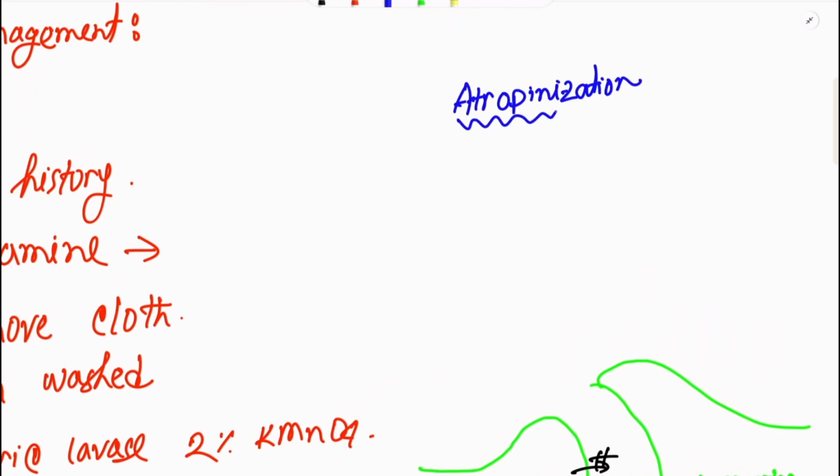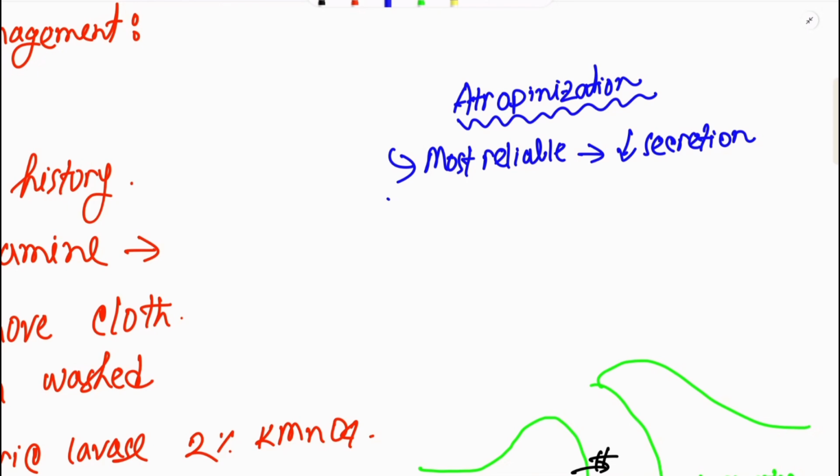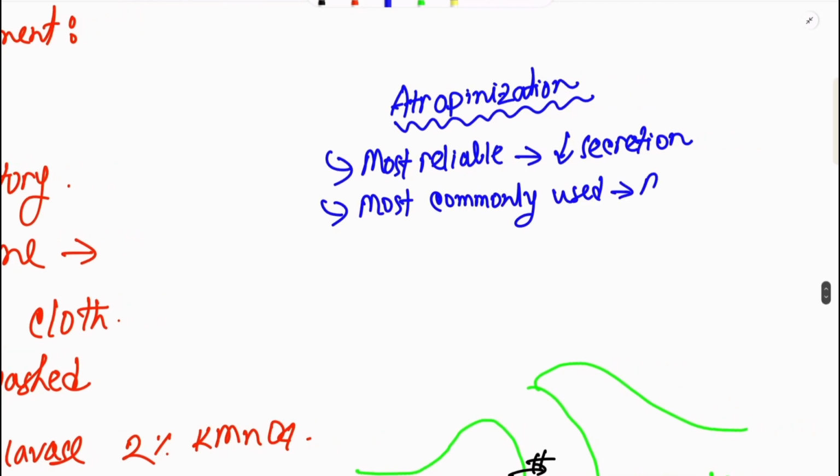So what is atropinization? Actually, atropinization is some sign by which we will understand that atropine is working properly. The most specific or most reliable sign is decrease in secretion, and the most commonly used sign is mydriasis, and the heart rate will be more than 100 beats per minute.